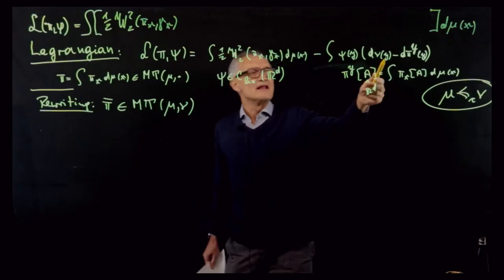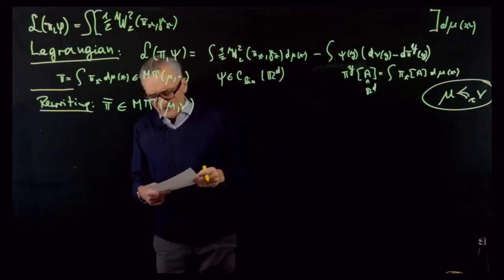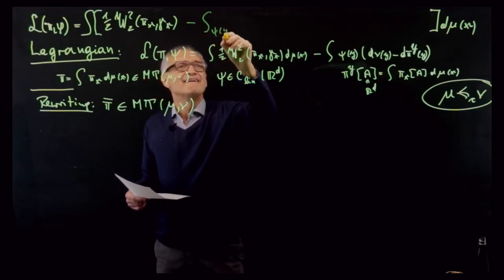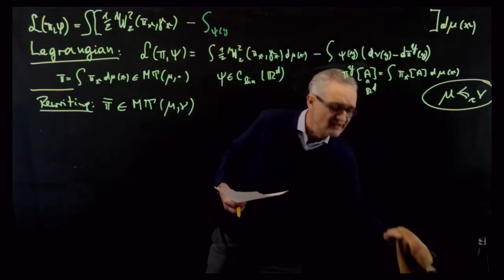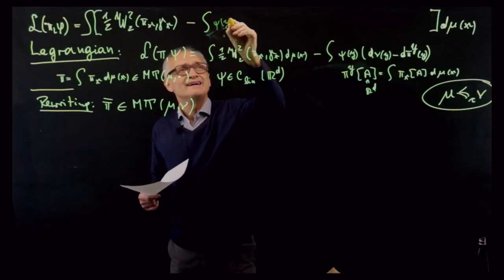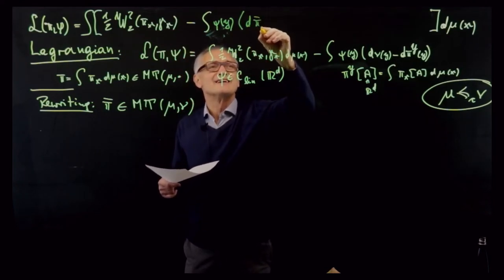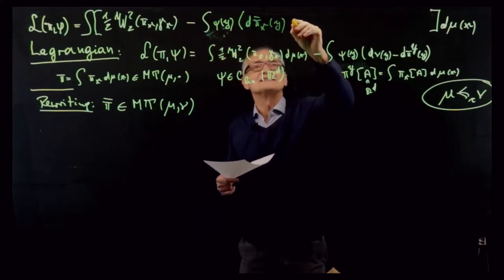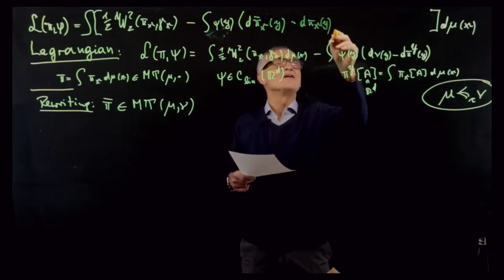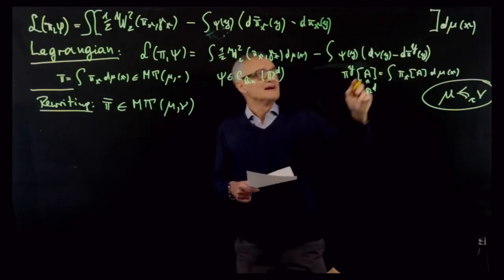Okay? And now the point is that the nu here, I can use the pi bar to express the nu. So therefore, I can write it like minus integral psi of y, integral over psi of y, and now here I put d pi bar x of y minus d pi x of y, and this whole thing integrated with respect to d mu of x.